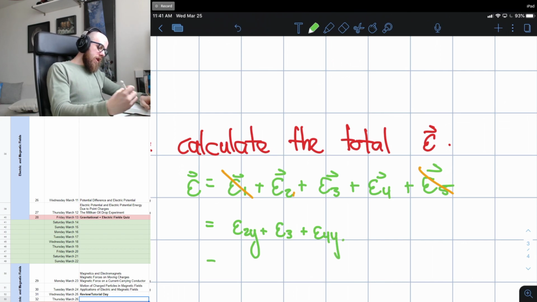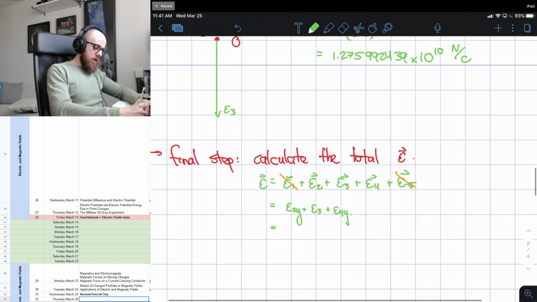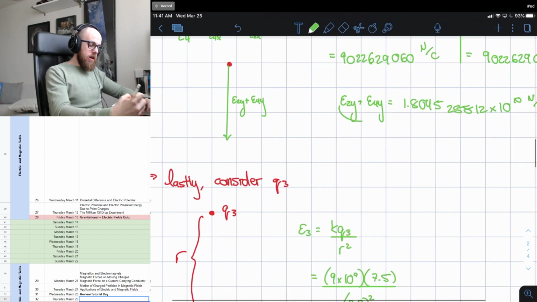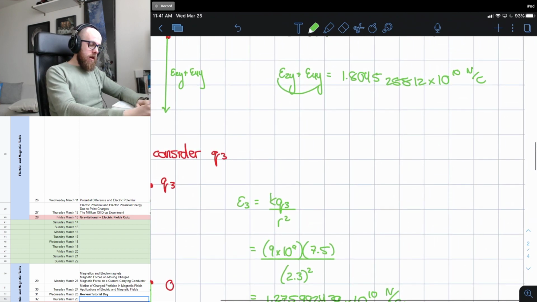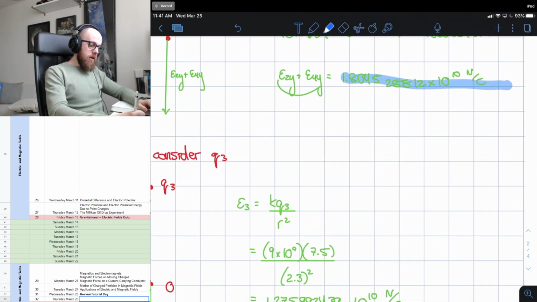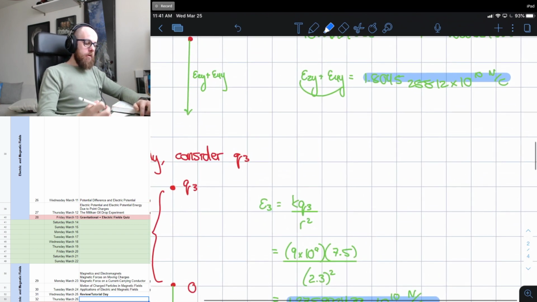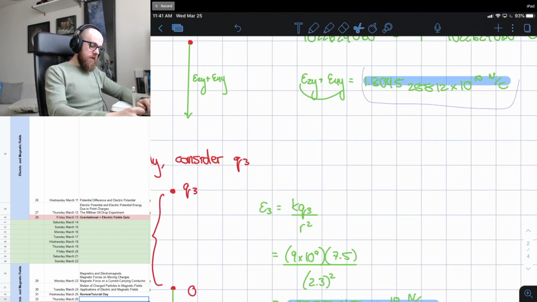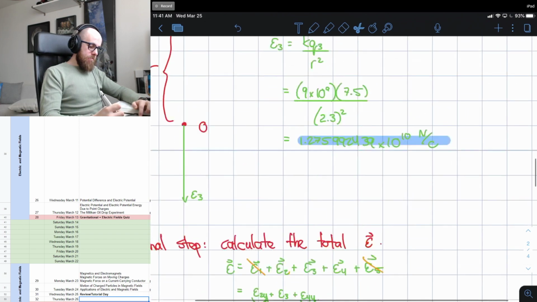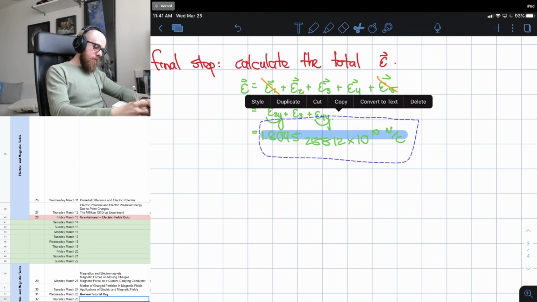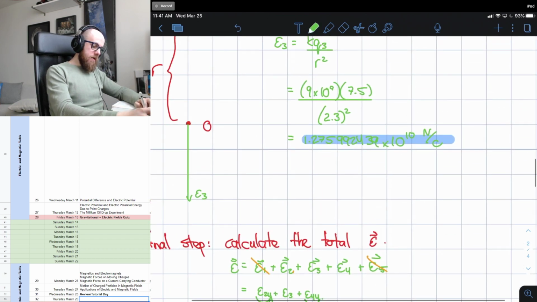Okay. And so I actually already added these two together, right? I added E2Y and E4Y together already. And so I'm just going to take this quantity and this quantity and add them up. Okay, so let's take this one. Add to that this one.